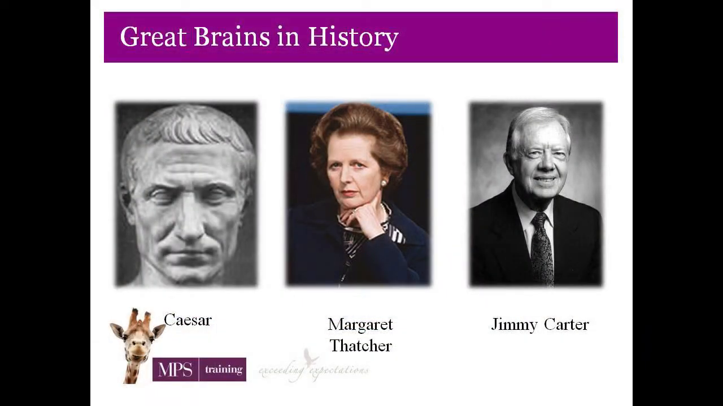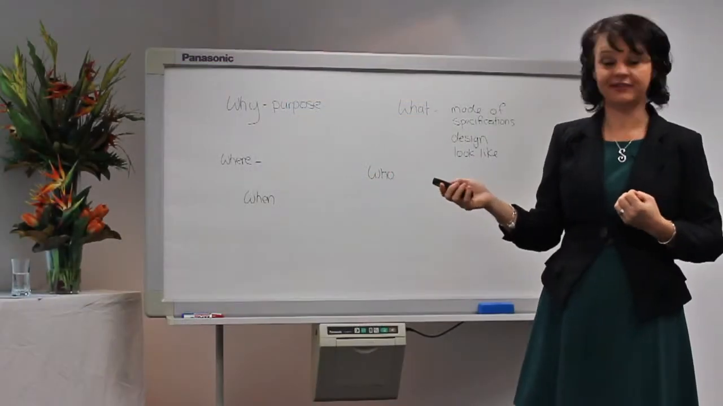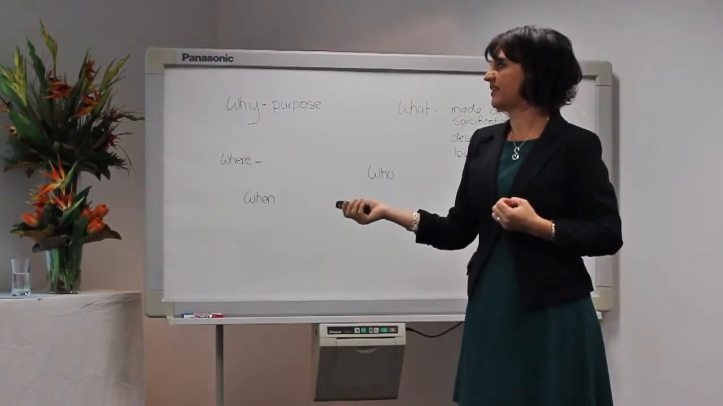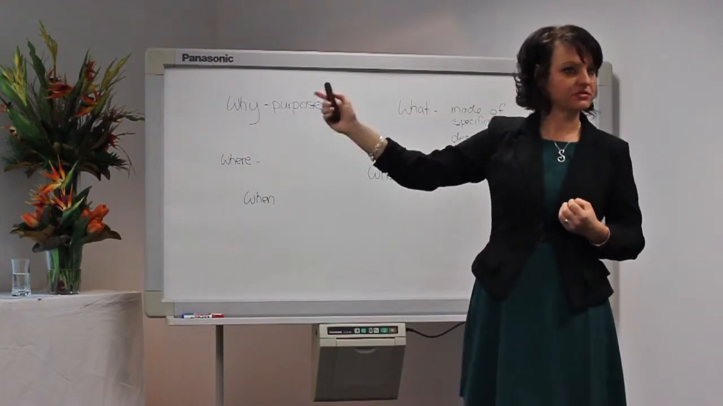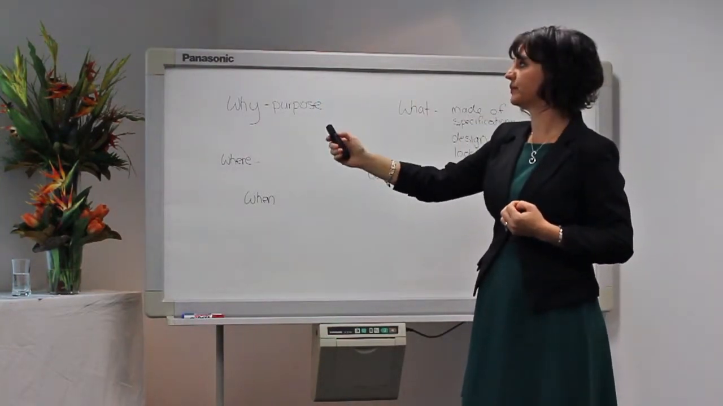Okay, great brains in history: Caesar, Margaret Thatcher, Jimmy Carter. We're guessing that they're quite strong in the green. And that conservatism certainly comes through with some of those people.